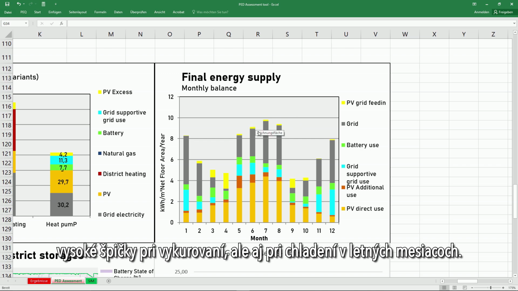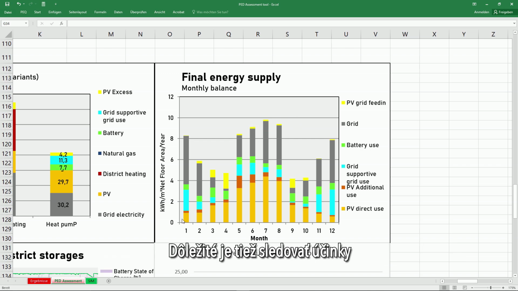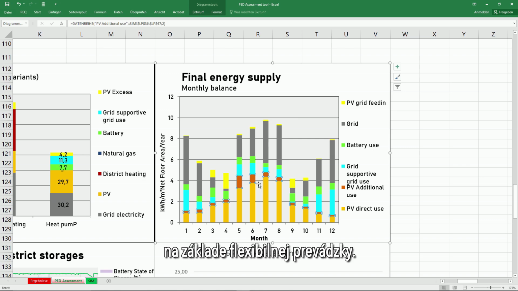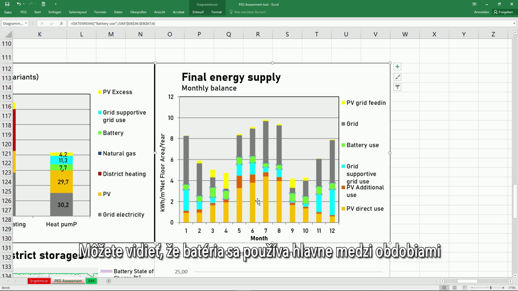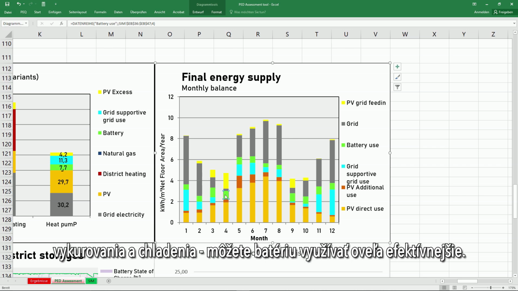What is important also is to see the effects of the photovoltaic direct use and the additional use of photovoltaics based on a flexible operation, the effects of grid supportive grid use, the effects that the battery is using. You can see the battery is mainly used in between the heating and cooling seasons. You can use the battery much more effectively.